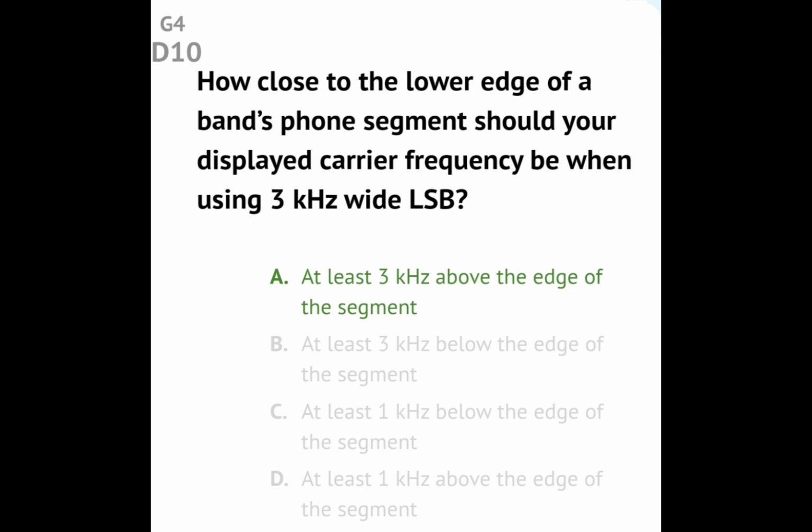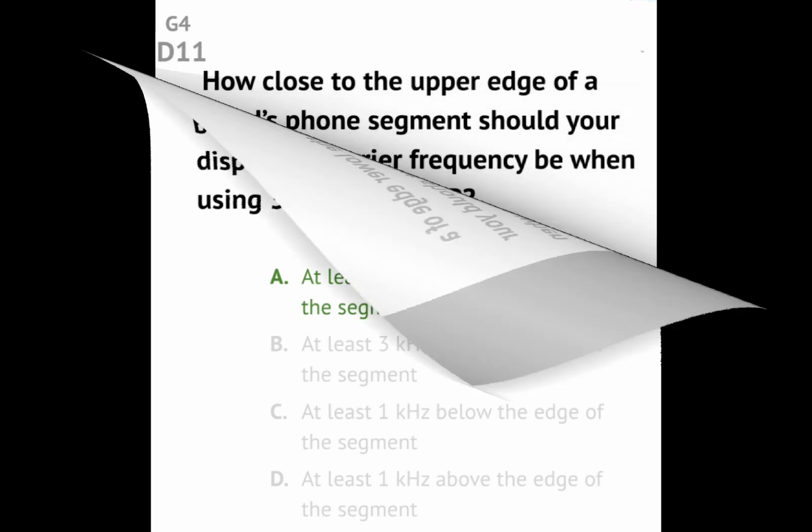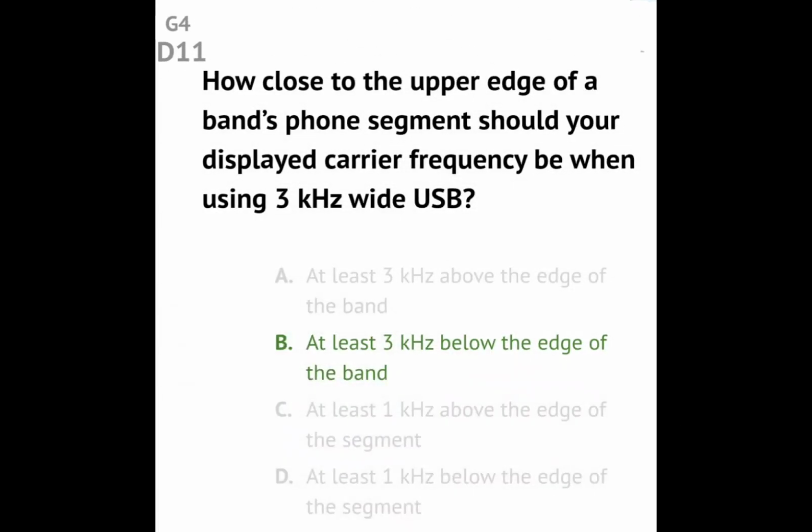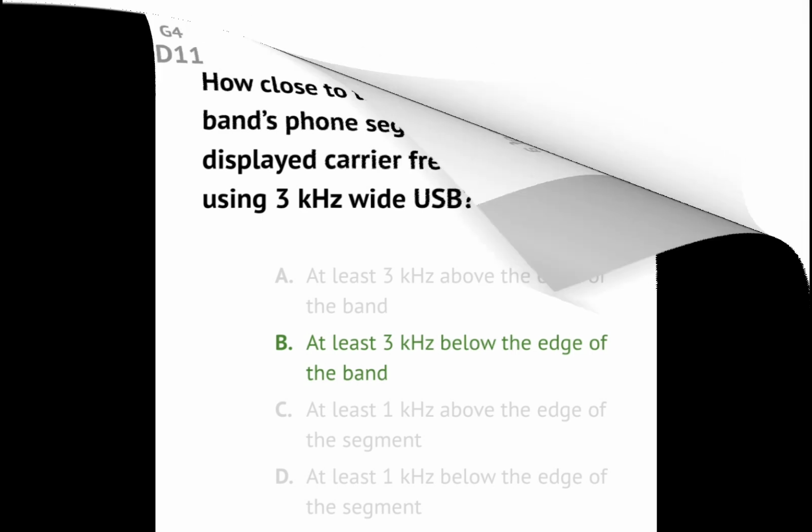Question G4D10. How close to the lower edge of a band's phone segment should your displayed carrier frequency be when using 3 kHz wide LSB? Answer: at least 3 kHz above the edge of the segment. Question G4D11. How close to the upper edge of a band's phone segment should your displayed carrier frequency be when using 3 kHz wide USB? Answer: at least 3 kHz below the edge of the band.